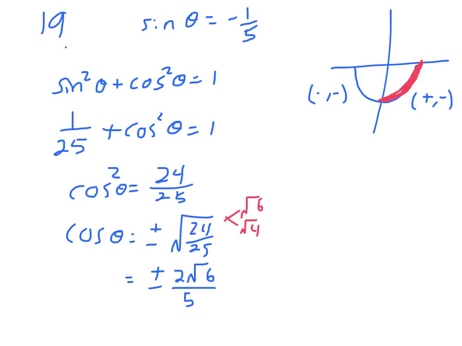Okay, but cosine, remember, is x. So if cosine is x, we're looking for the positive one there. So cosine of theta is going to be the positive 2√6 over 5.